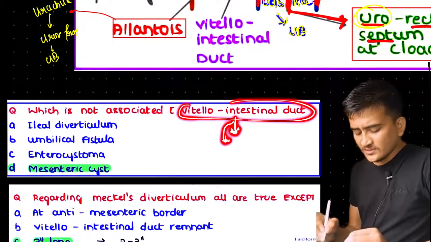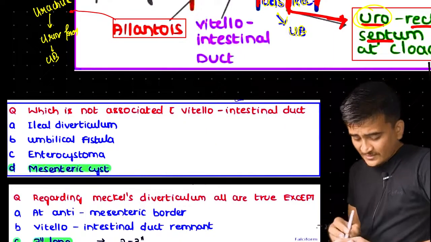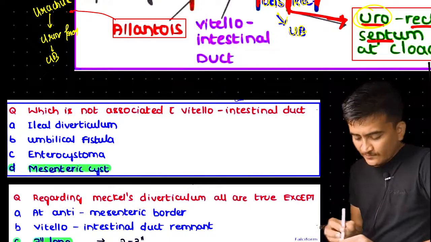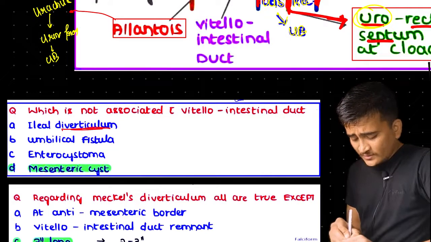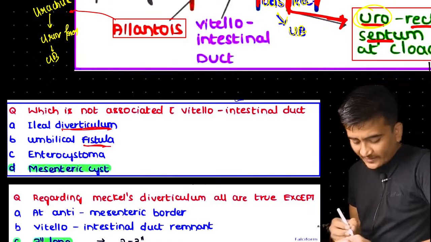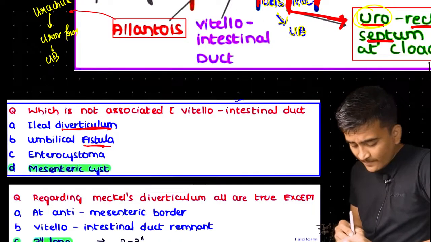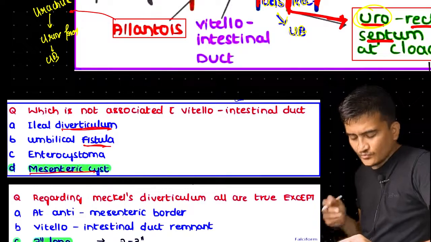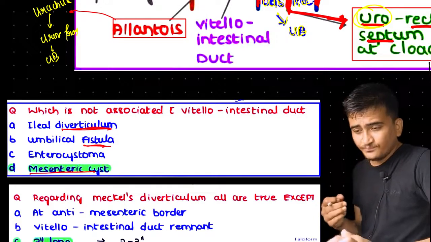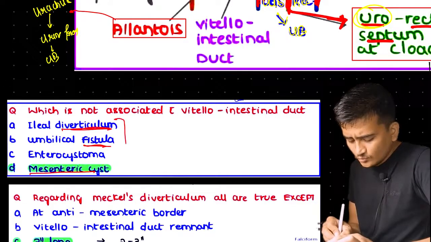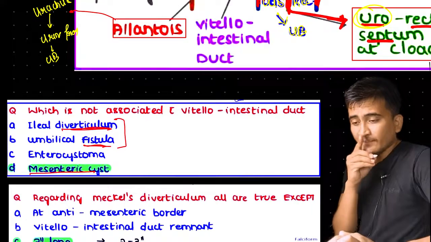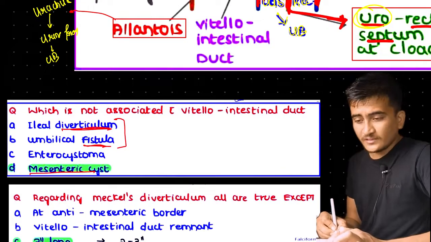So the first thing, here you can see, is ileal diverticulum. Another point is umbilical fistula, another is enterocystoma, and another is mesenteric cyst. So the answer is already ticked, it is mesenteric cyst. But why not these two, ileal diverticulum and umbilical fistula? These two contain what?